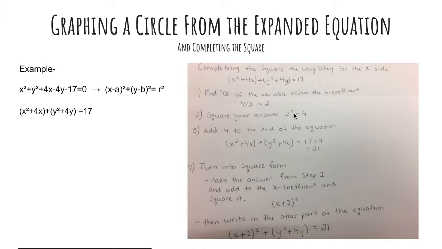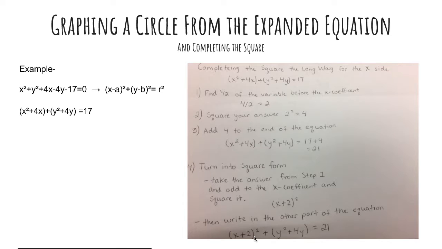Then you want to square that answer that you got. So 2 squared equals 4. And you add 4 to the end of the equation. So 17 plus 4 equals 21. And then you want to turn the x side of the equation into square form. So you take the answer from step 1, which was 2, and you add it to x and square it. So you get x plus 2 squared. And then you sub this in for the x part of the equation. So you get x plus 2 squared plus y squared plus 4y equals 21.